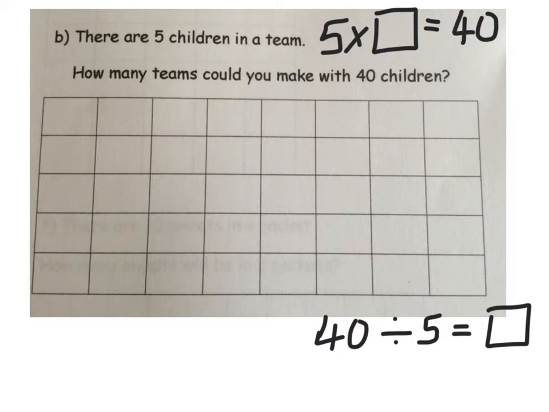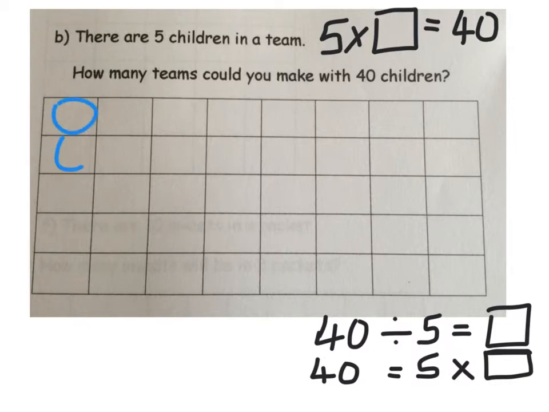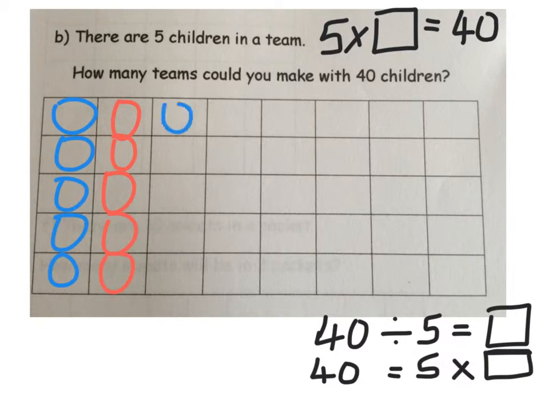Well, if you write a multiplication sum as 40 equals 5 times, you'll notice for the division the answer is the same as for the multiplication sum I've just drawn. So let's have a look and see. Let's put them in teams of 5. That's 1, 2, 3, 4, 5. That's 1 team of 5. 2 teams of 5. 3 teams of 5, so I need to be counting in 5s when I'm doing that.